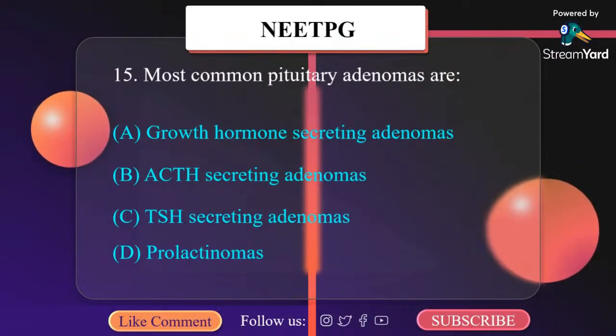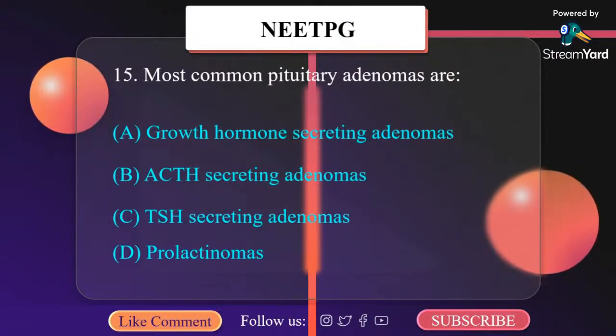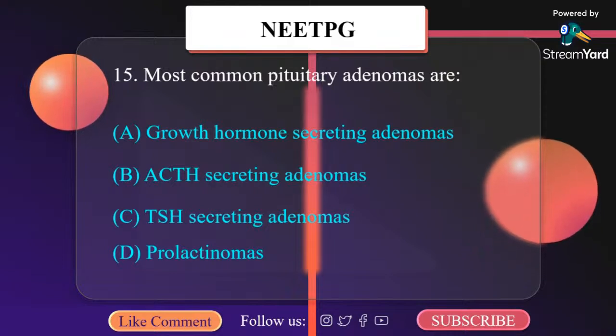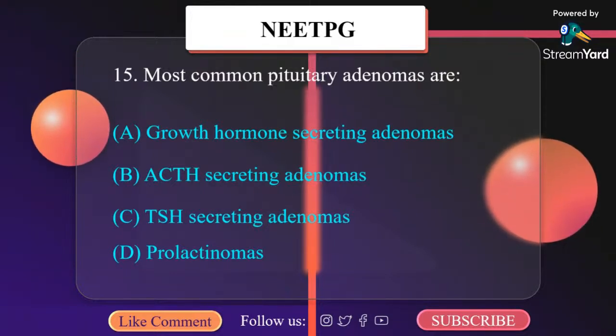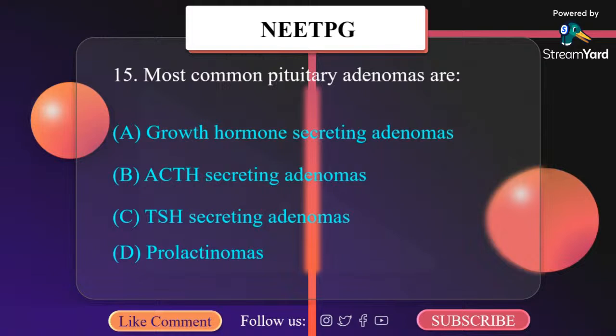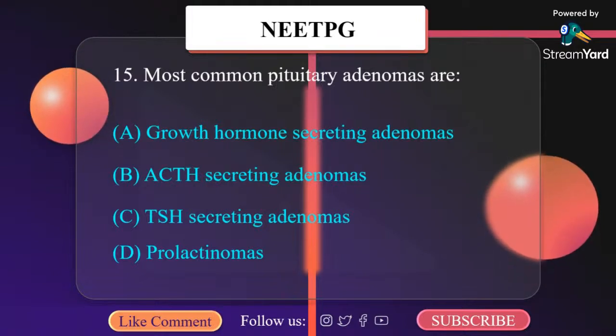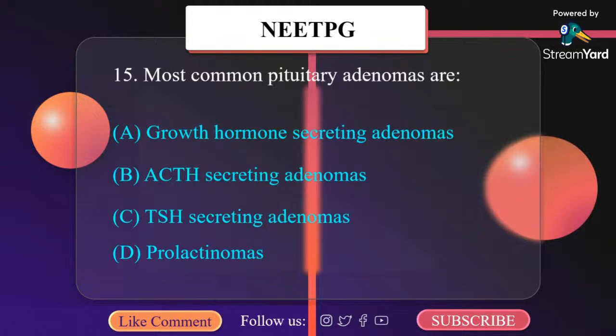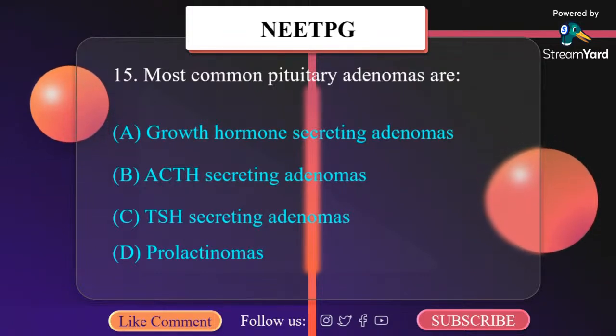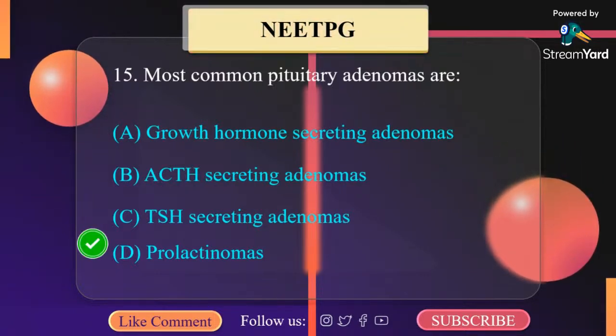Most common pituitary adenoma are A. Growth hormone secreting adenomas, B. ACTH secreting adenomas, C. TSH secreting adenomas, and D. Prolactinoma. 30% of pituitary adenomas are prolactinomas, 20% are non functioning, 15% secrete growth hormone, and 10% secrete ACTH. So the correct answer here is D. Prolactinoma.